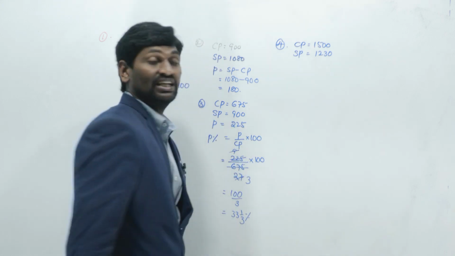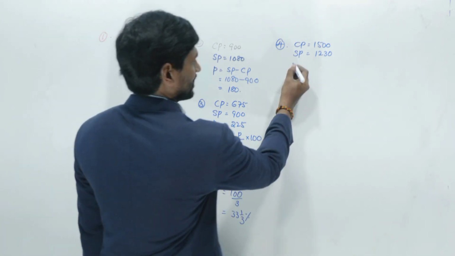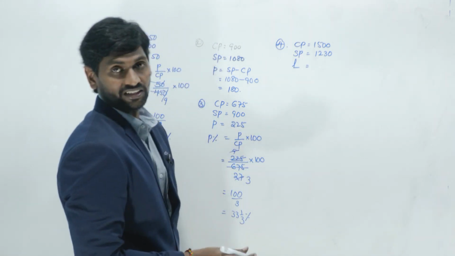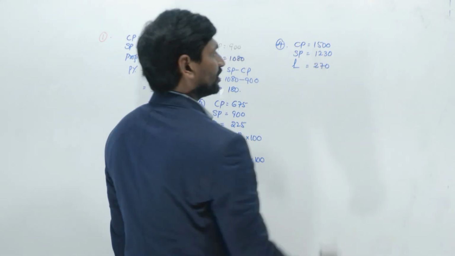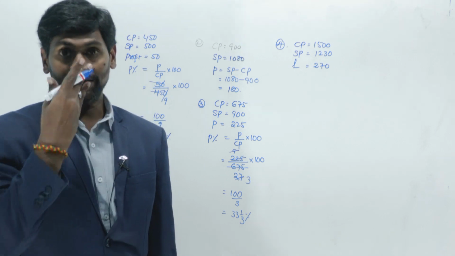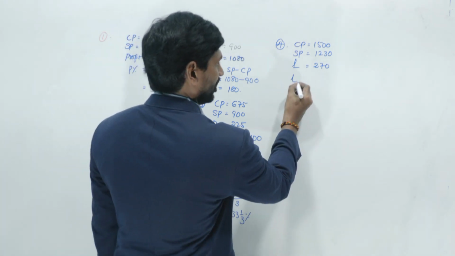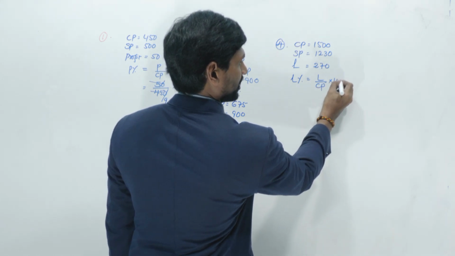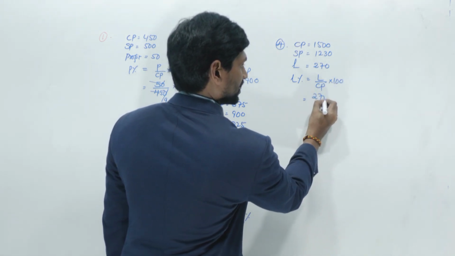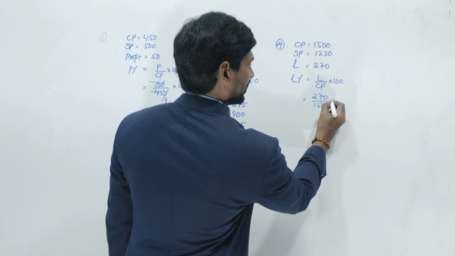1230 rupees, that means less than cost price, you will get a loss. How many rupees loss will you get? That is 270 rupees loss. Subtract both of them. So find the loss percentage. Loss percentage is loss by CP into 100. That is 270 by 1500.